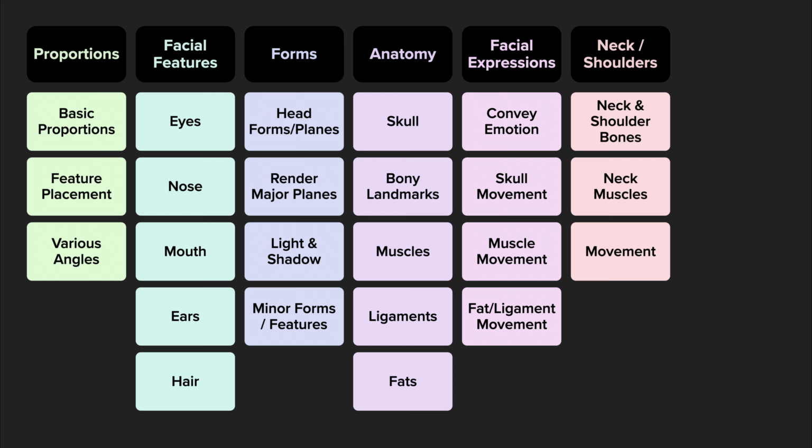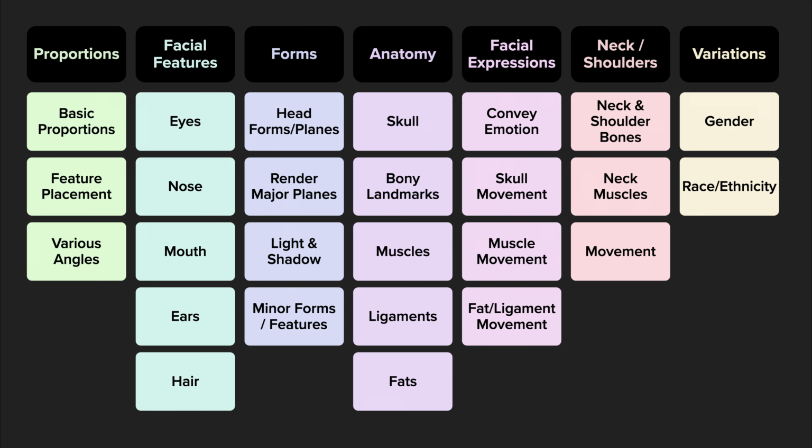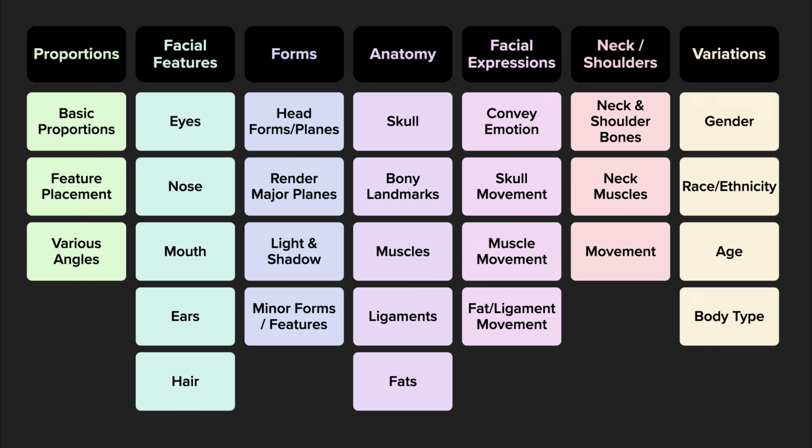And then some important variations, including the key differences between genders, the differences between races and ethnicities, and how aging changes the head and face, how skull proportions change with age, and fat deposits move and sag with age. That is a lot of stuff to learn, but the good news is that this all builds on each other. I can learn to draw a head with some basic proportions and accurate placement of the facial features and get a pretty good likeness of someone.